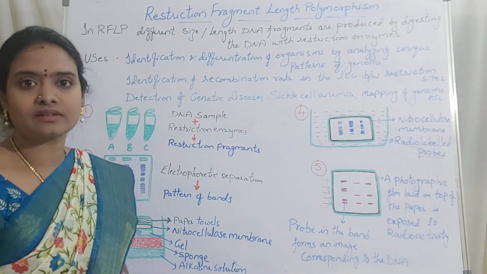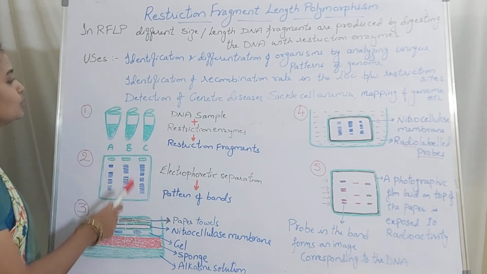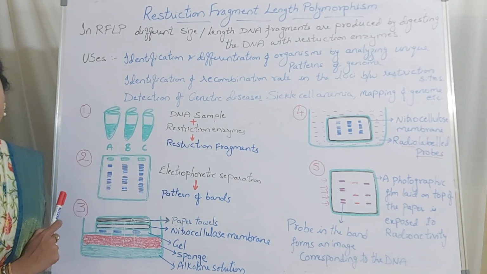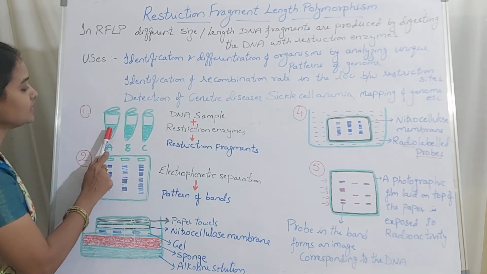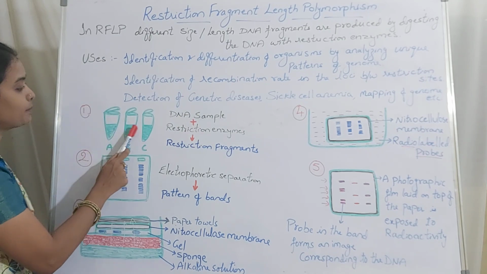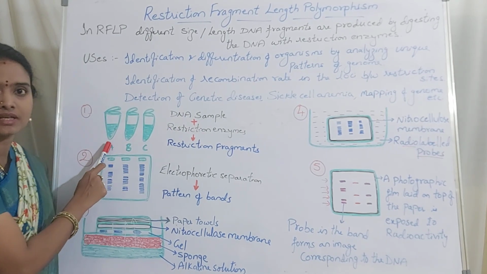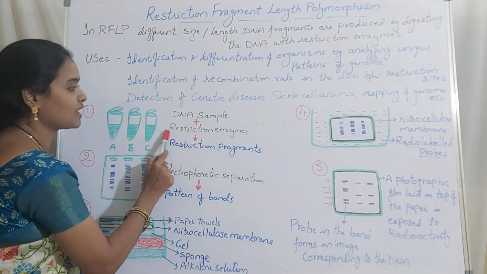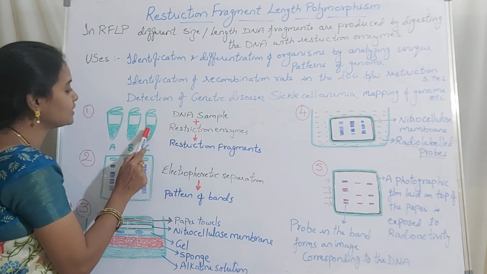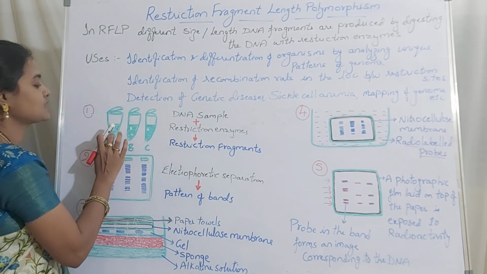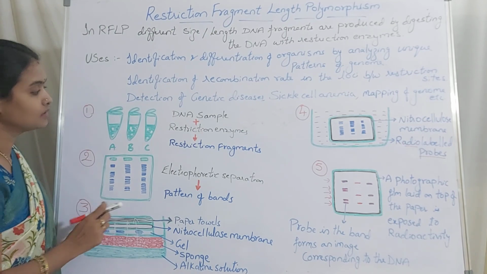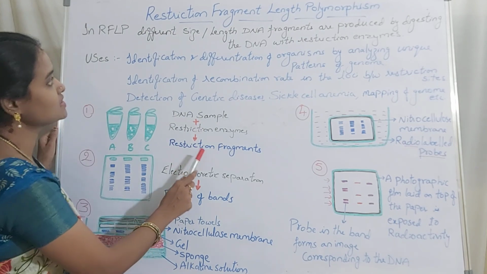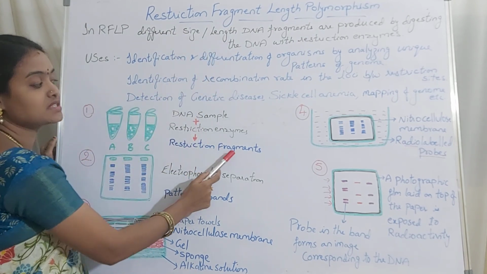Then coming to the technique, the first point, here you are supposed to take the DNA sample. Here I am taking 3 samples from 3 different organisms, right? If I am taking 3 different samples, the DNA in an Eppendorf tube, I am going to add the restriction enzyme. Right? When I add the restriction enzyme, these enzymes act as molecular scissors and cut the DNA at their specific sites, resulting in restriction fragments. That means different sized or length fragments are created.